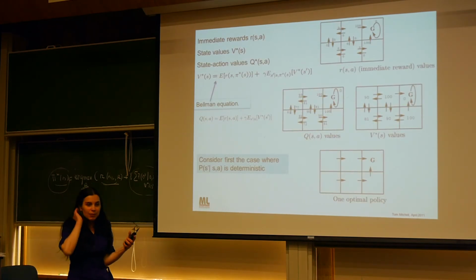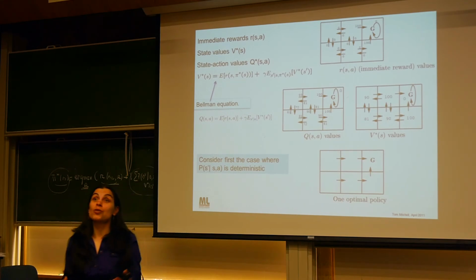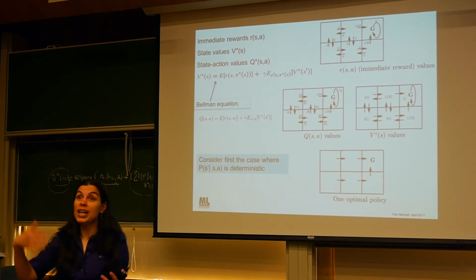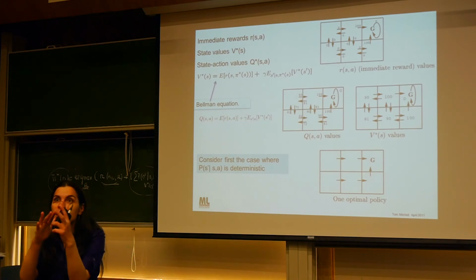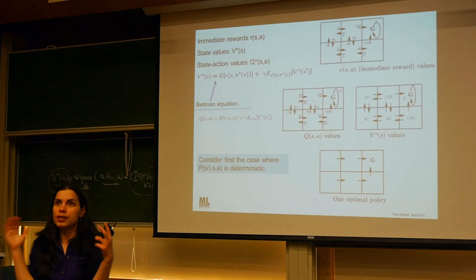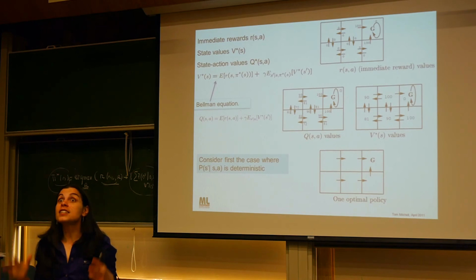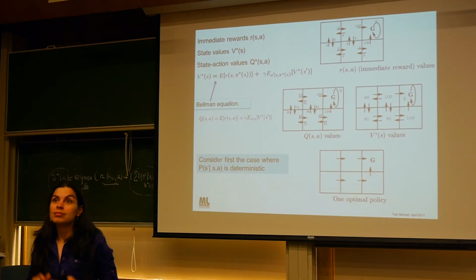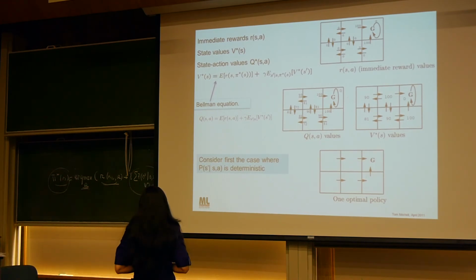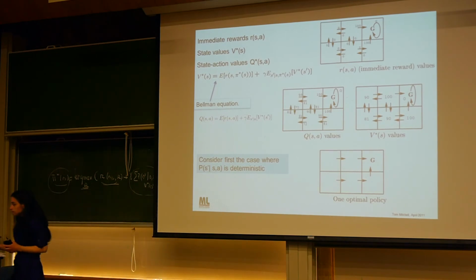So how did we handle the V function? We wrote a nice recursive definition for the V function, and then we came up with a dynamic programming algorithm, a principled and efficient way to compute the V function based on the recursive definition. Turns out we can do the same thing for the Q function. And that's nice because then we don't need to know the transition probability.